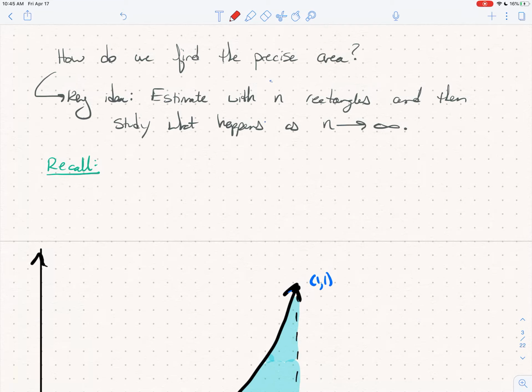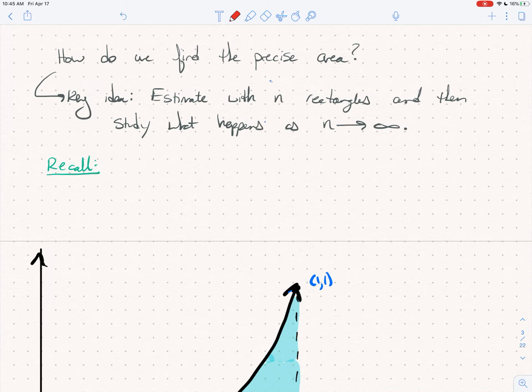So in the last video, we were able to estimate the area, and we got, depending on how you count it, either roughly 0.4 or 0.2, or if we average those, somewhere around 0.3. And now we want to transition towards finding the precise area.